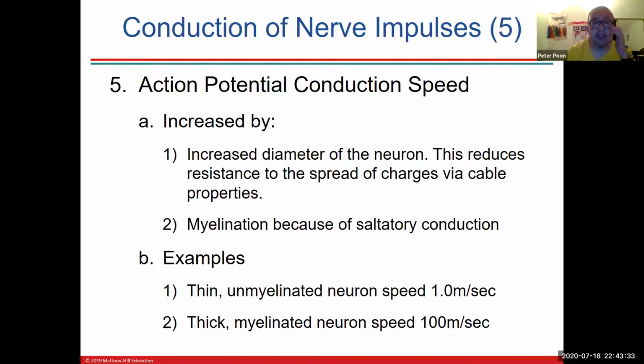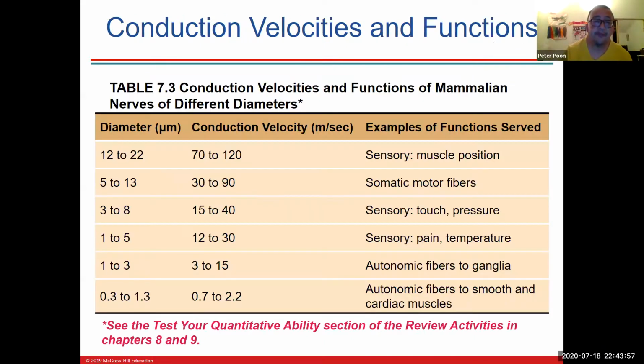Action potential speed is increased by the diameter of the neuron, because a larger diameter decreases resistance. Big copper tubes transmit electricity faster than small copper tubes. Then there's myelination. This is why we test axons on squid axons, because they're big, huge things.